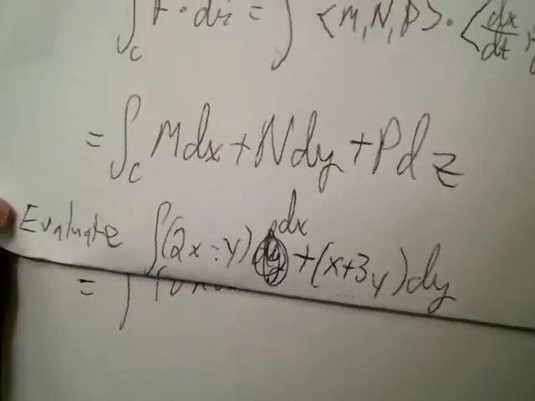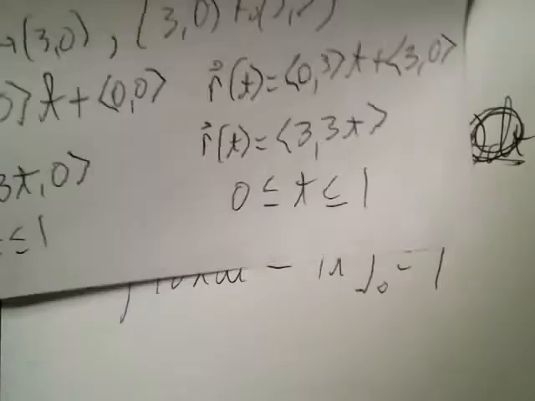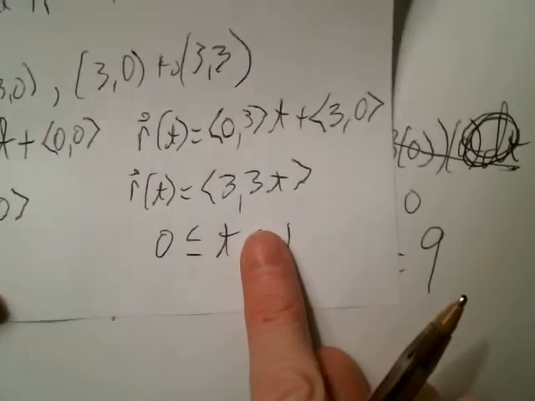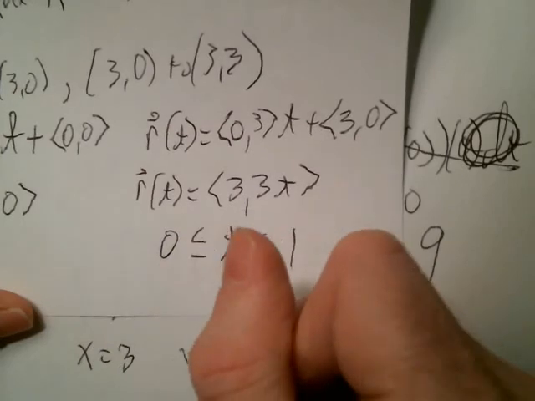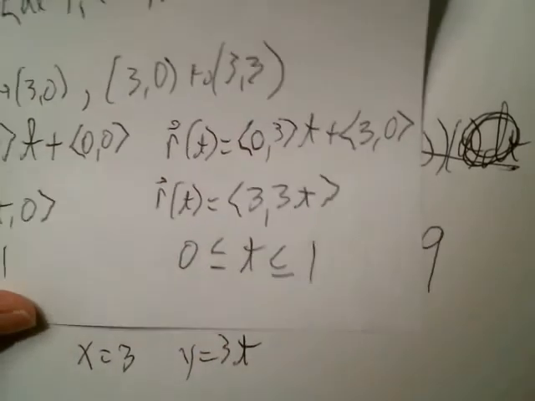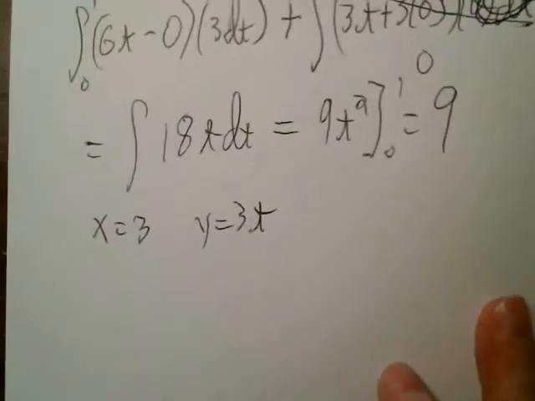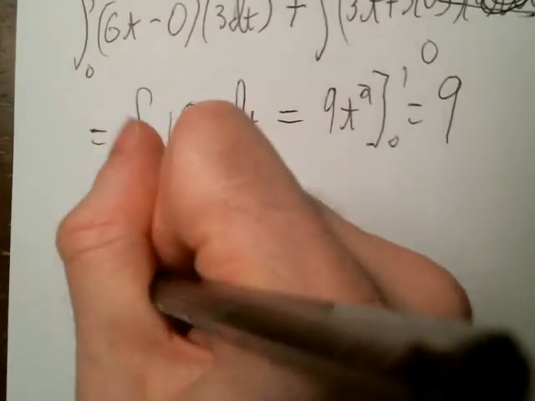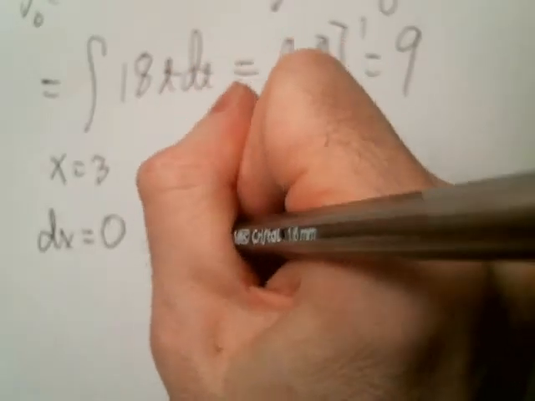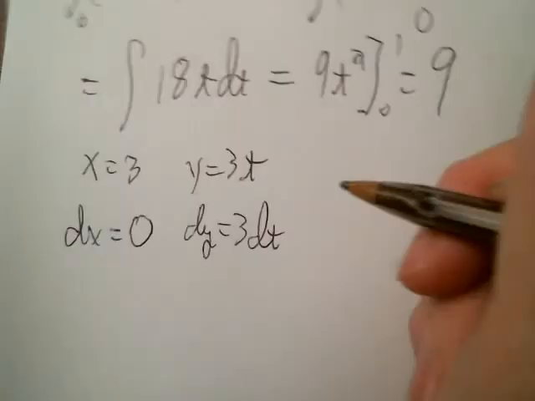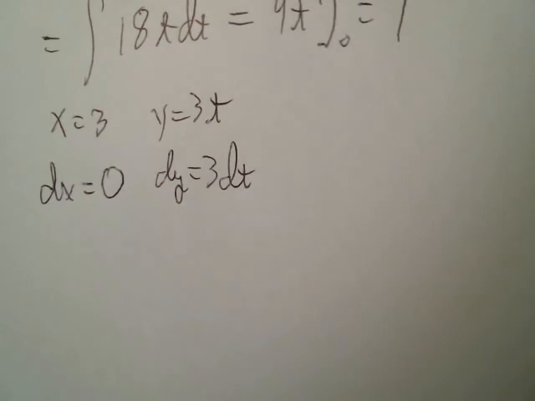Okay, next. So now I need to work with the other set of information. In that case, x is equal to 3, and then y is equal to 3t. Okay, so I need to get my dx and dy. So dx is 0. dy is going to be 3 dt. And then I just plop everything into my integral.